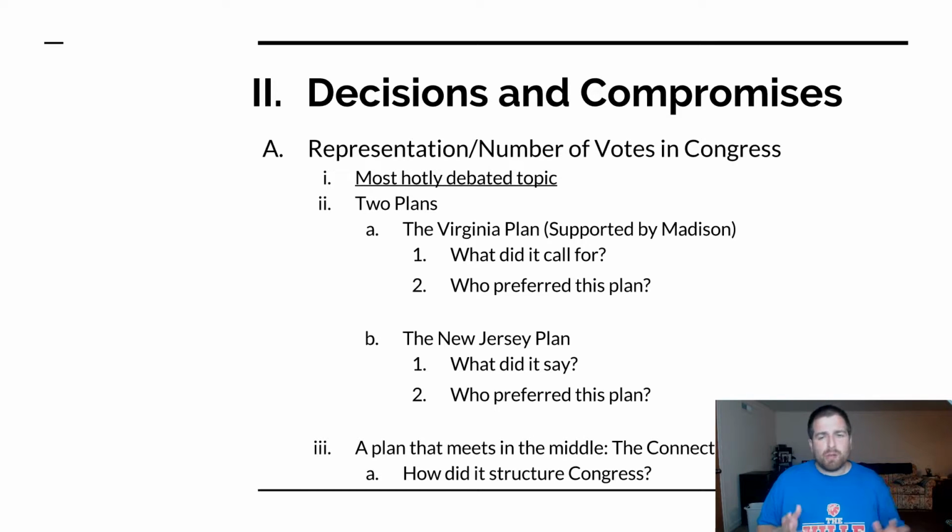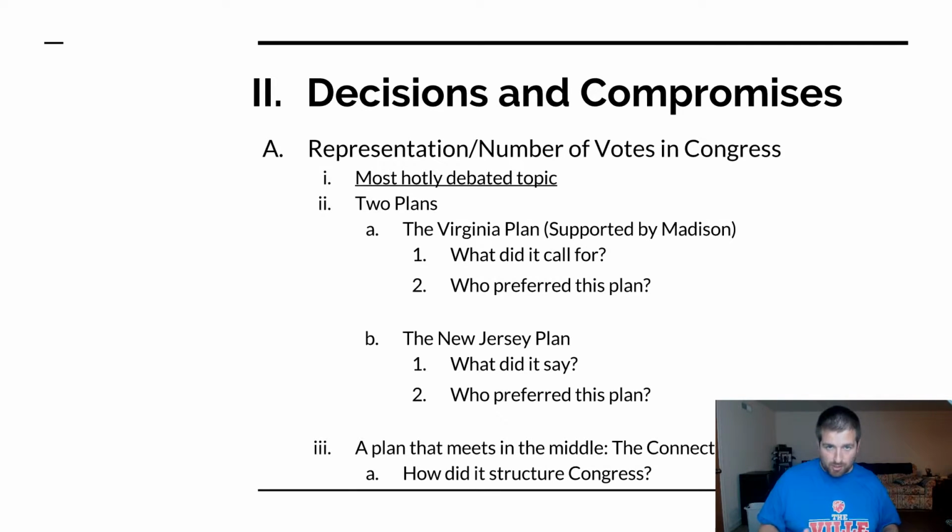So neither side is really budging on where they want to go with this, or willing to surrender and let the other side win. And so finally a plan comes out that meets in the middle. And we call this the Connecticut Compromise. The way that it structures Congress is how Congress is structured today. So what does Congress look like under the compromise? Well, basically, it splits Congress into a bicameral legislature. In other words, Congress is split into 2 sections or chambers.